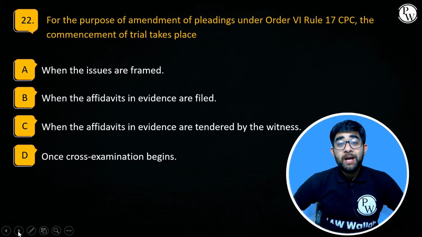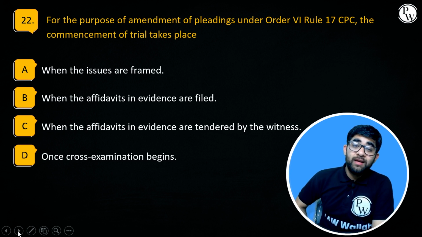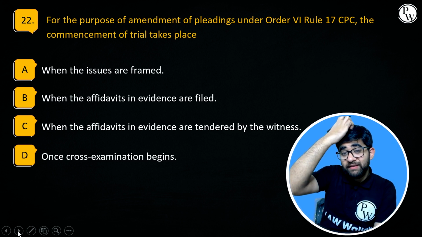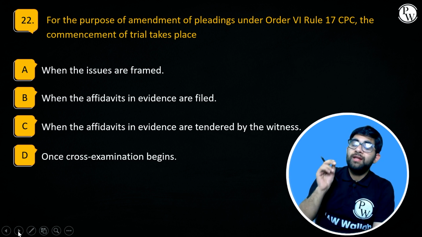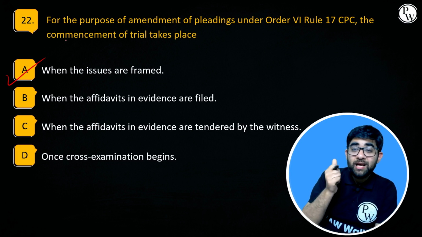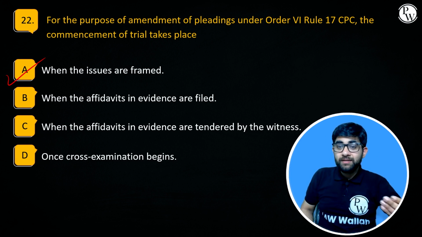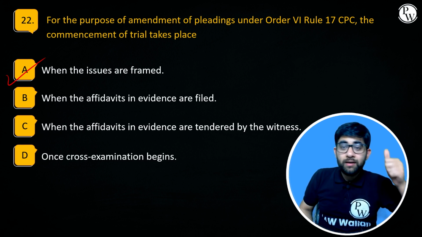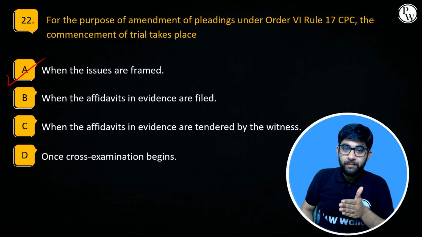For the purpose of amendment of pleadings under Order 6 Rule 17, the commencement of trial takes place when the issues are framed, when the affidavits in evidence are filed, when the affidavits in evidence are tendered by the witness, or once cross-examination begins. Answer to this is when the issues are framed. Trial commences when the issues are framed and not when the plaint is filed. When the plaint is filed, a proceeding is started, but the actual trial commences when pleadings are complete and now issues are to be framed, right?